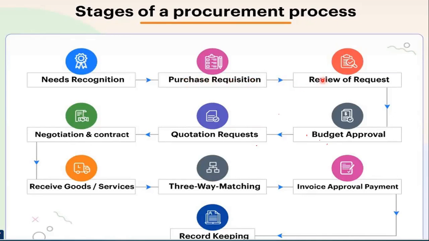Then the next stage, we review. The request is reviewed to see if it contains all the things that are required. From there, our request is approved. We approve the request by maybe the head of the department, that is maybe the chief officer or the accounting officer or the facility in-charge.